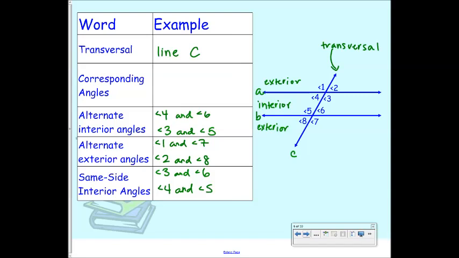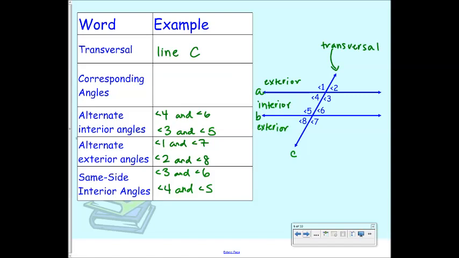Corresponding. What does it mean for things to be corresponding? Martin? It would be like angle 1 and 5. Yes, good. Okay, so corresponding angles, I want you to take a look here at just the top 4. What position is angle 1 in? It's in the top left corner, right? Which one is in the top left corner down here? 5. So that's why 1 and 5 are corresponding.